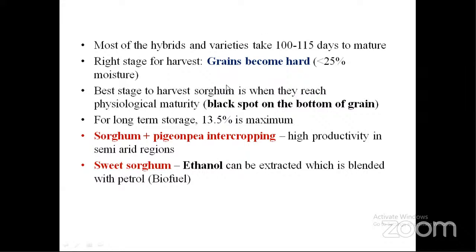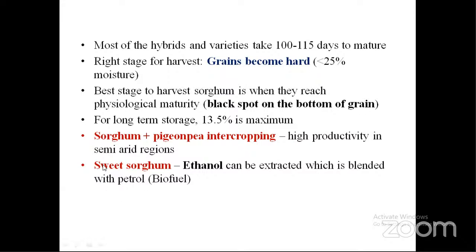And the sorghum plus pigeon pea intercropping. Generally, sorghum is grown in semi-arid regions only. So if we go for intercropping, we can get extra yield. That means we can get extra income through intercropping. Researchers have identified sorghum plus pigeon pea in a 1:1 ratio or 2:2 ratio. It is highly productive and profitable.